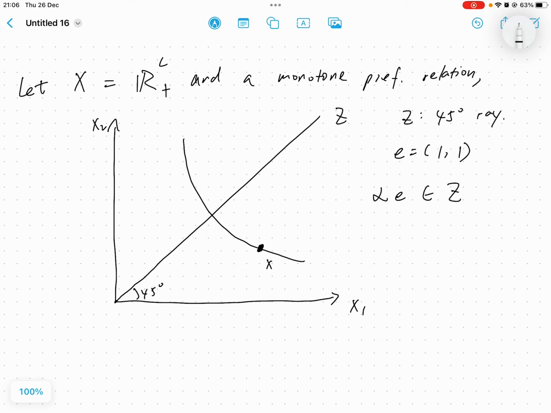Now let's suppose this is the indifference curve, or indifference set. Here we restrict L to be 2, so this will be the R2 space that we normally see.